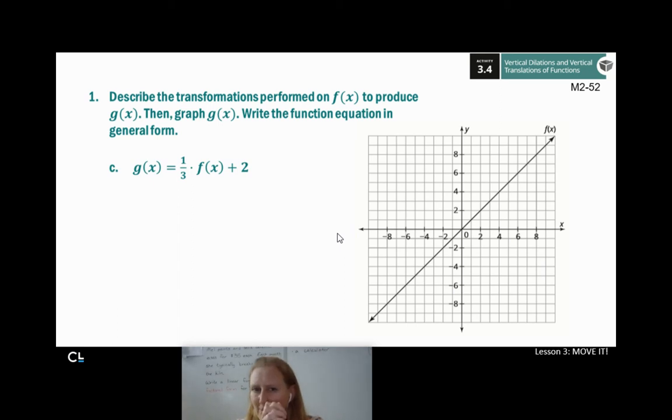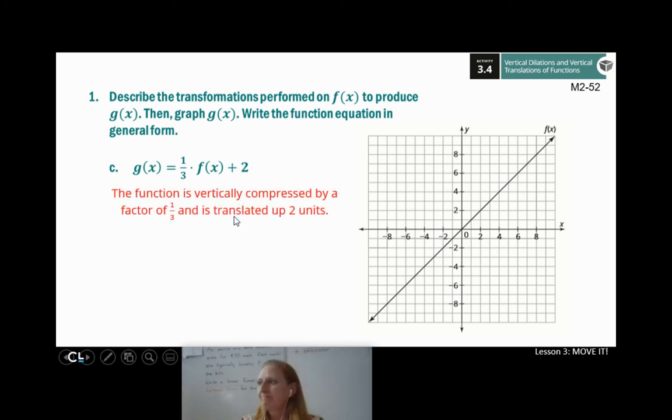What about this one? 1/3 is less than 1, isn't it? If I multiply something by less than 1, it's not getting bigger. If I multiply something by 1/3, it's getting smaller. So I'm going to say this is vertically compressed by a factor of 1/3. And the plus 2 means it is getting translated up 2 units.